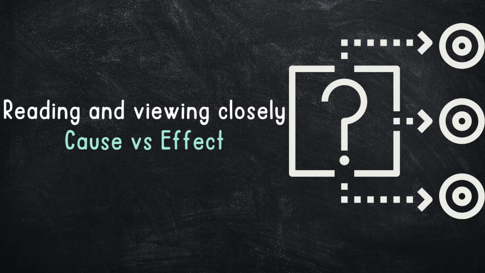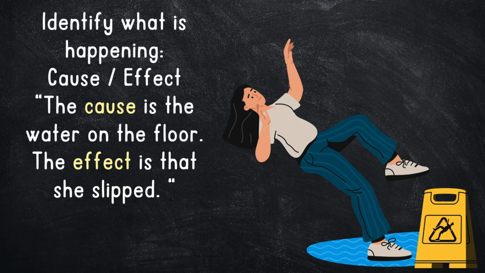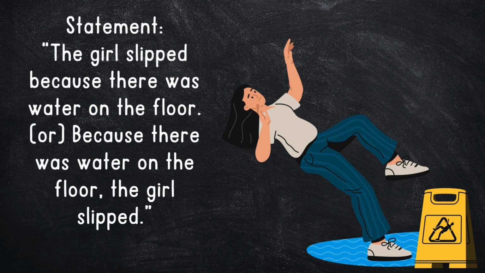All right, now we're going to look at cause and effect. Identify what is happening here. The cause is that the water is on the floor, and the effect is that she slipped. How could we write a statement? Well, we could say the girl slipped because there was water on the floor. Or we could say because there was water on the floor, the girl slipped.